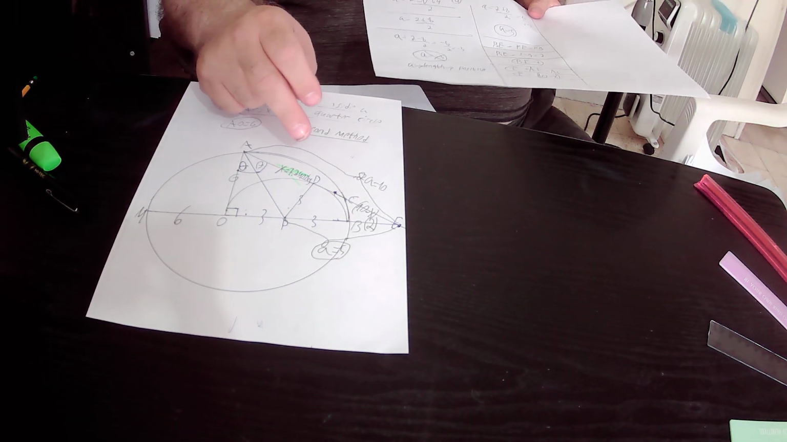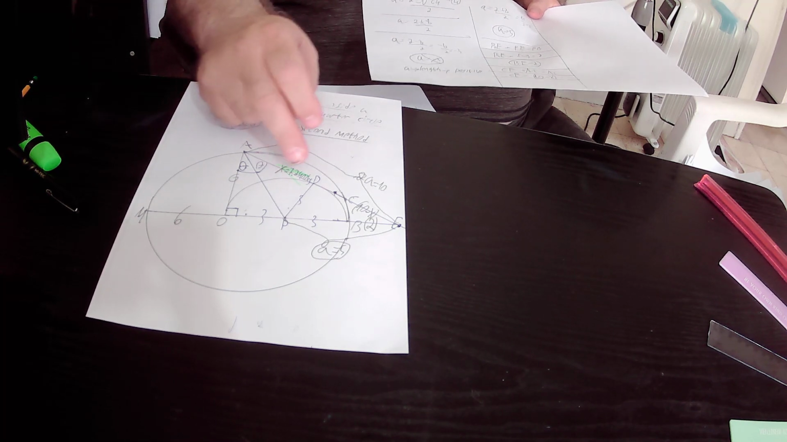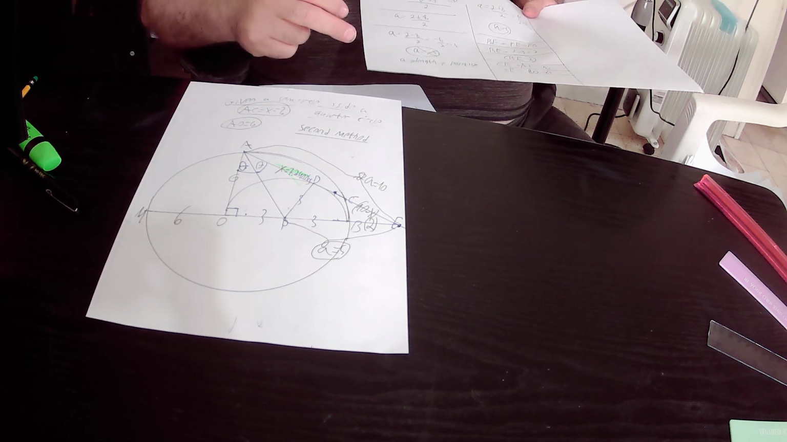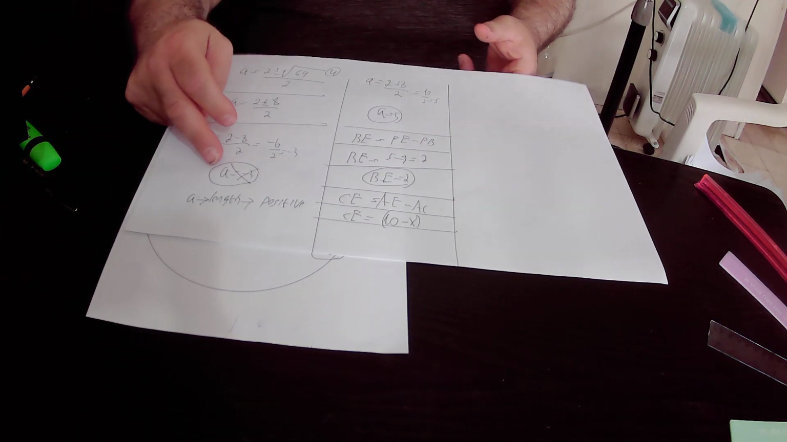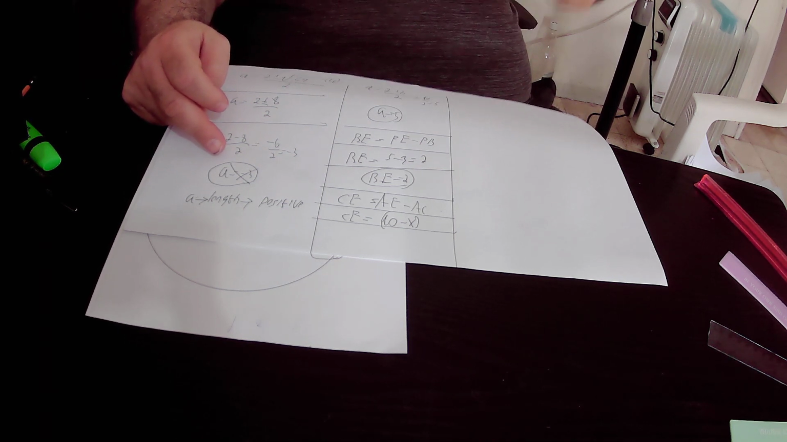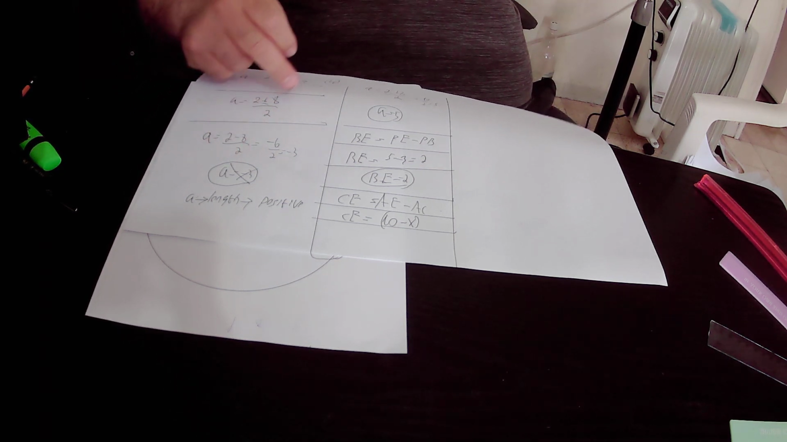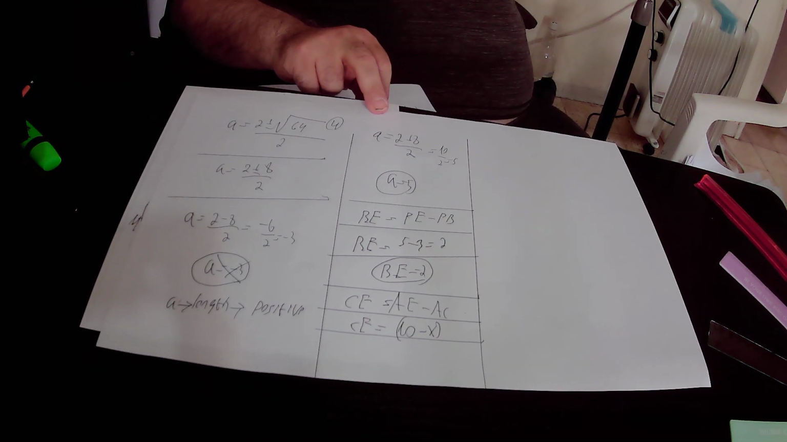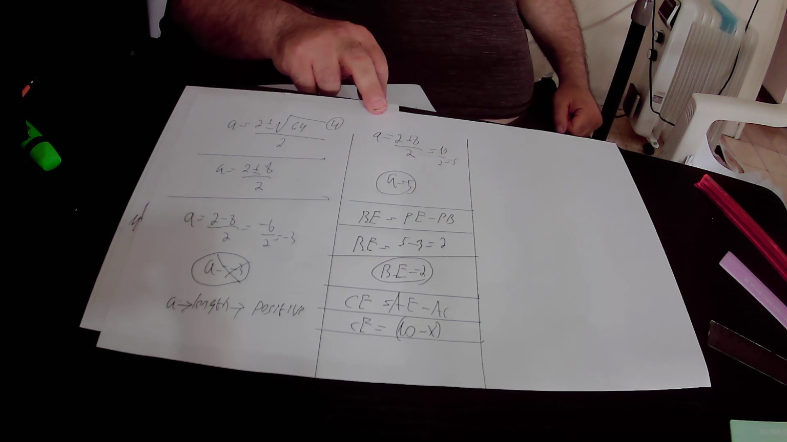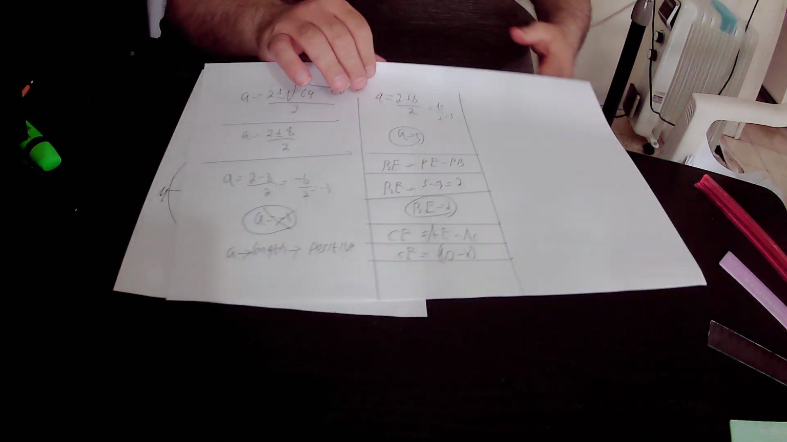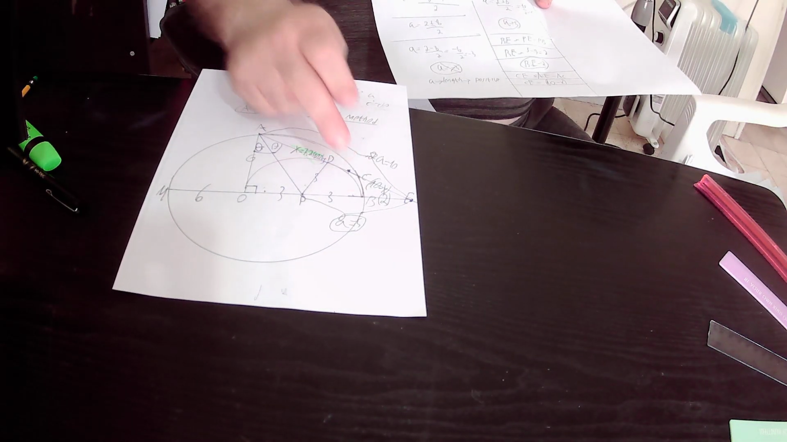A is a negative number, but because a is the length of side PE, it must be a positive number. A is a length, and as a length it can never be equal to minus 3. So we cancel this solution, and we are left only with the second solution, a equals 2 plus 8 over 2. 2 plus 8 is 10, and 10 over 2 is 5. So a equals 5 units.